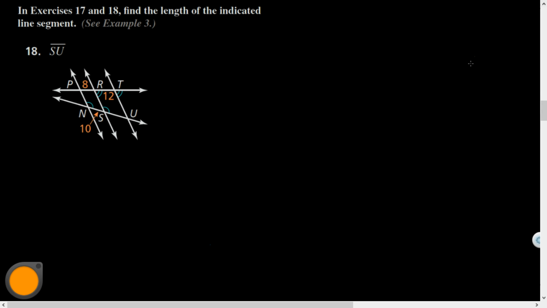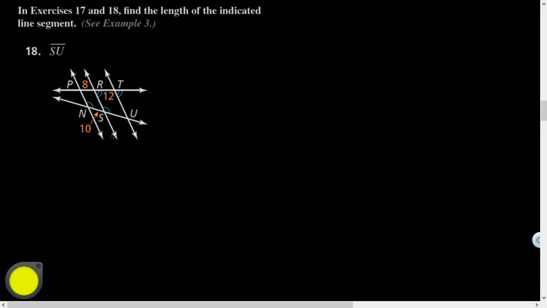But speaking of the three parallel lines theorem, in exercises 17 and 18, you'll find the length of the indicated line segment. So I've got 10 here, I've got 8 there, I've got 12. These lines are parallel by corresponding angles converse. These two lines are parallel by corresponding angles converse. And then the first and the third line are parallel by, like, transitivity, essentially, right? You with me, Aiden, on your laptop?